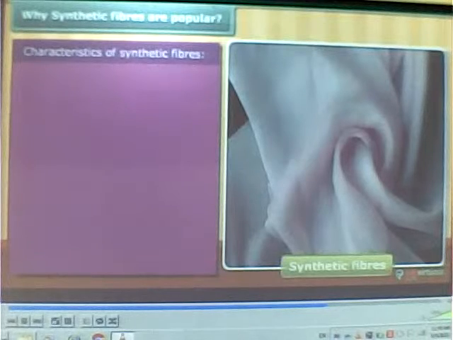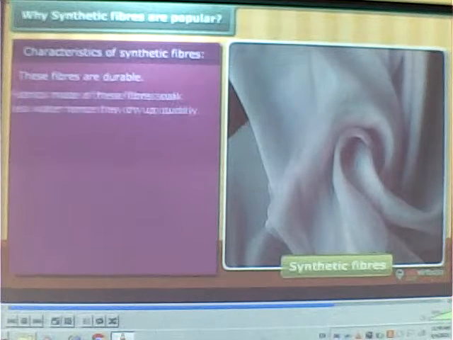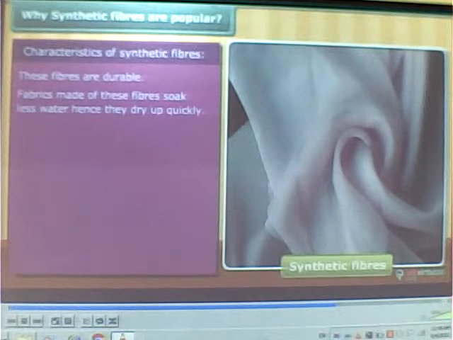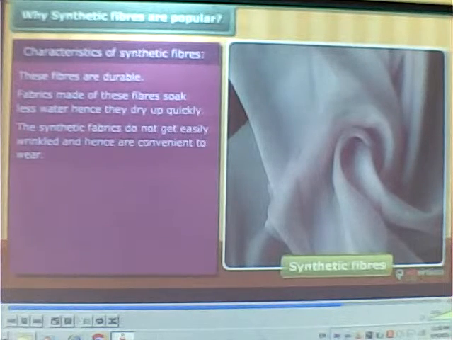Because of high strength of synthetic fibers, they can easily bear heavy loads without breaking. These are durable. Fabrics made of these fibers soak less water, hence they dry up quickly. The synthetic fibers do not get easily wrinkled and hence are convenient to wear.